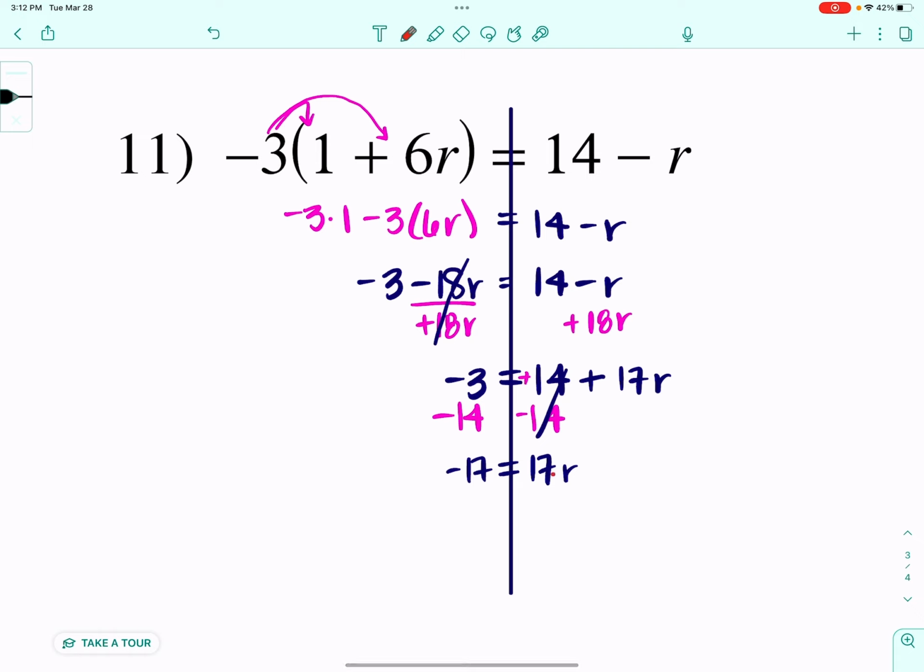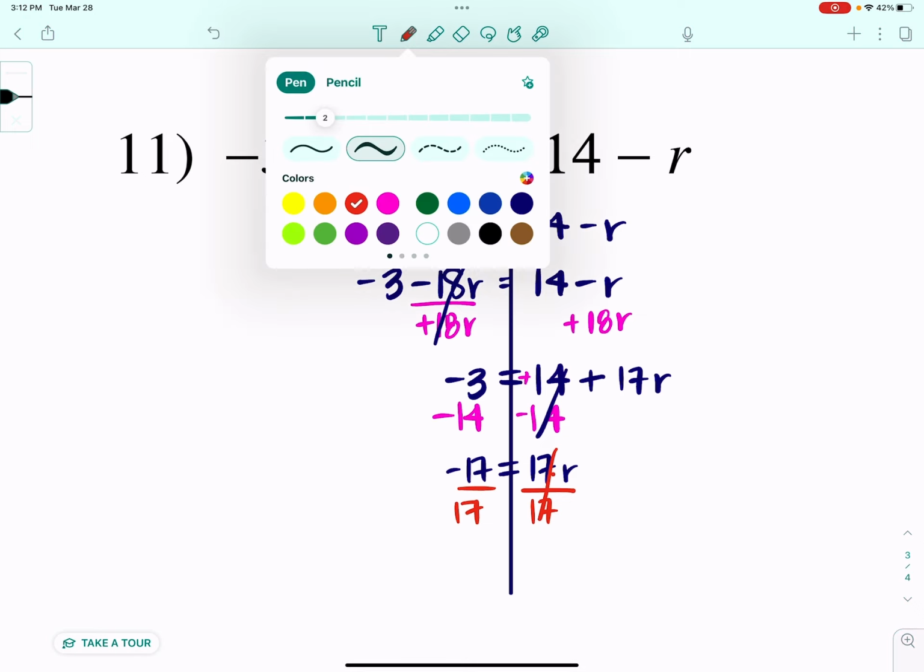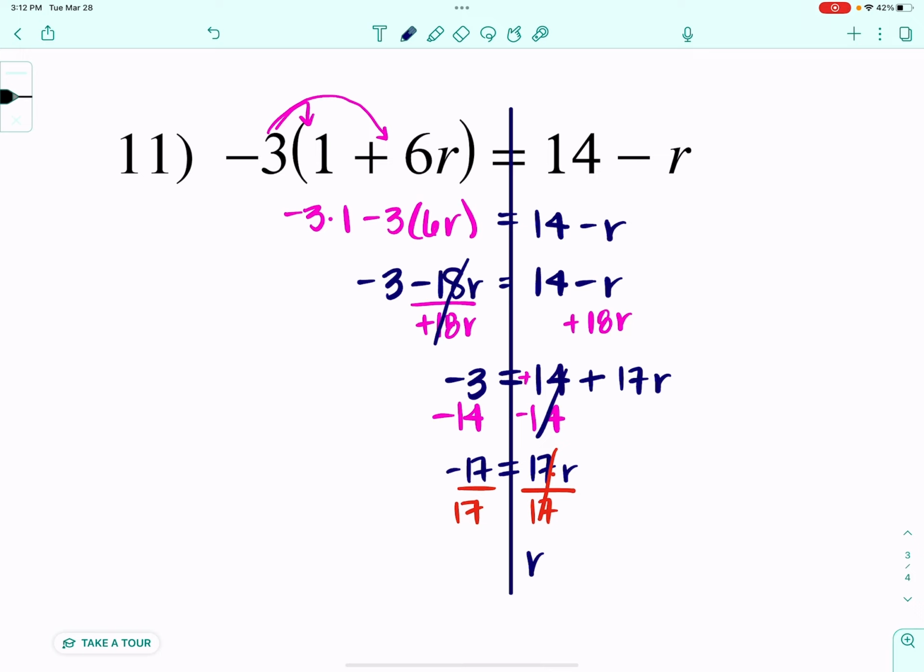This is 17 times r. So to undo the multiplying, I need to divide. The 17s cancel each other out. And I'm left with r is negative 1.